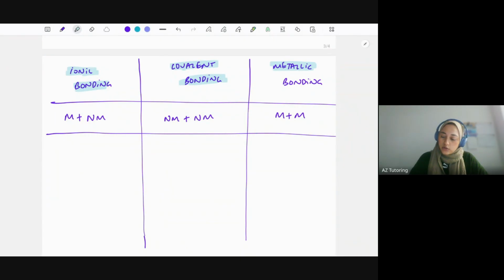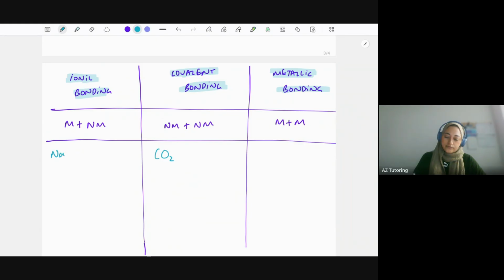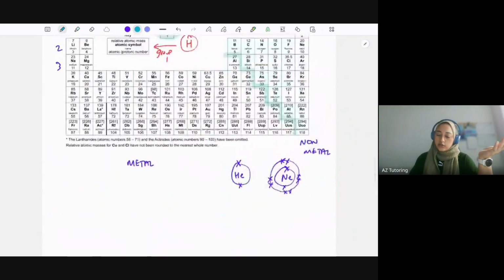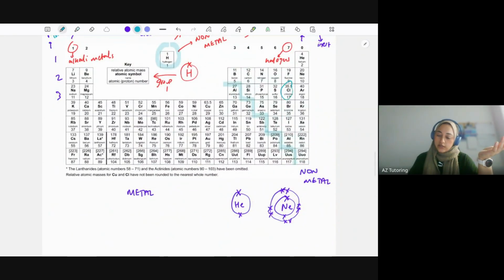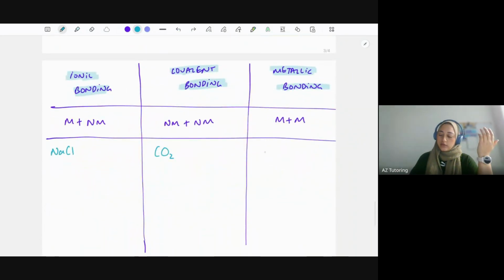So if you have a look at a few molecules and compounds, let's identify them. So for example, CO2, that's an example of covalent bonding because carbon is a non-metal and oxygen's a non-metal. Ionic bonding, we could say sodium chloride. Sodium's in group 1, so it's a metal. Chlorine is in group 7, so it is a non-metal. Metal and non-metal, that's ionic bonding. If we've got something like just zinc by itself, well, zinc's a metal.